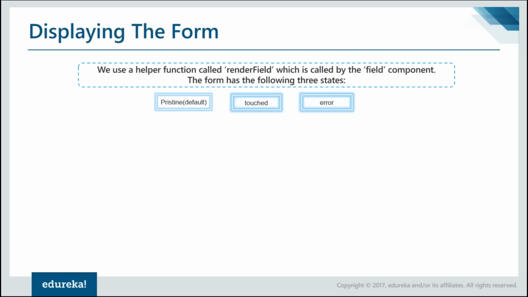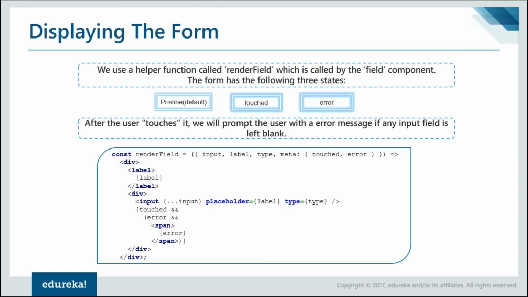Now, displaying the form: how do we display the form in React Redux? Specifically, we use a helper function, renderField, which you can see here on the screen. renderField is a function which is called by the Field component. It takes the three states. The form has the following states, for example, pristine, default, touched, and error. These are the states in the sample form. So once the user touches it, it will prompt the user with an error message if any input field is left blank. We'll see this when we talk about the submit validation.